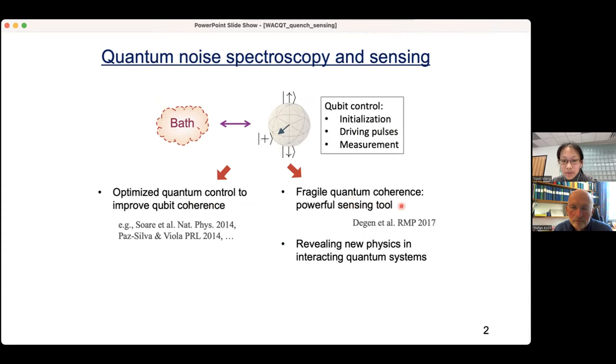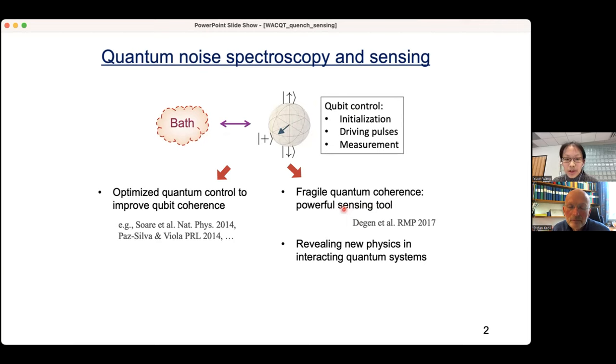so that just by measuring how the qubit decoheres when coupled to different forms of noise environment, we can use that information to back out properties of the environment or the bath. Note that throughout my talk, I will use the terms bath and environment interchangeably. They can refer to a source of unwanted noise, but it could also correspond to some interesting quantum system that we would like to probe. So in my talk, I will focus on the sensing aspect.